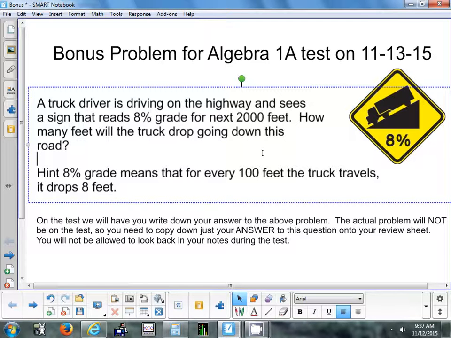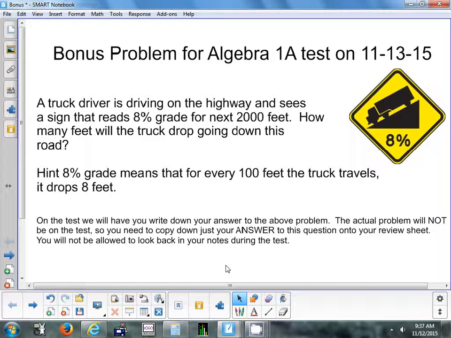On the test, what we'll do is have you write down your answer to the above problem. The actual problem will not be on the test, so you need to copy down just your answer to this question onto your review sheet. You will not be allowed to look back in your notes during the test to help you answer this question.